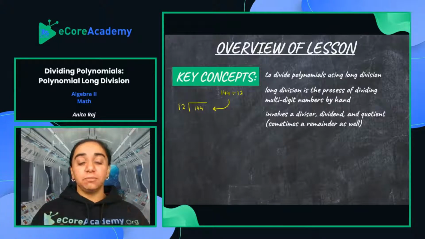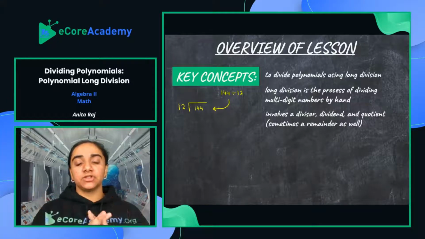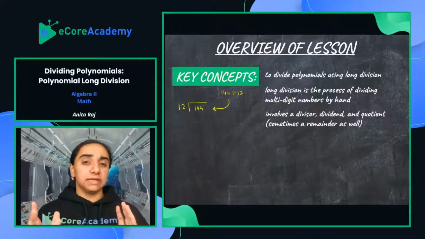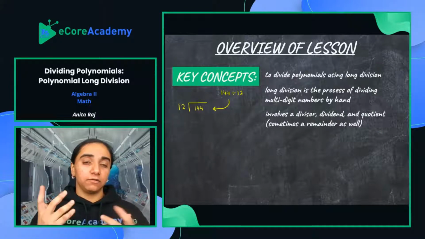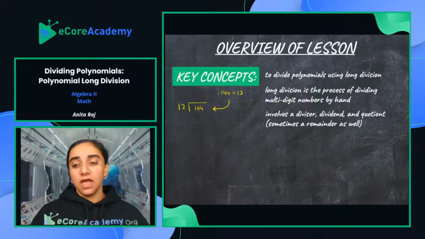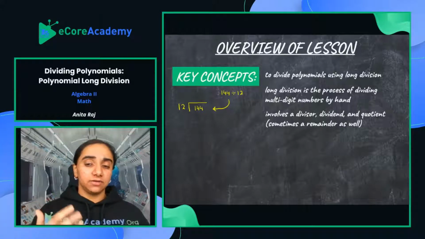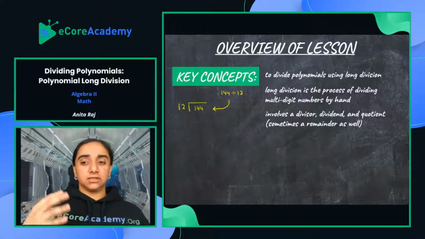Dividend is what is being divided or split apart by the divisor. So in the scenario I just said, if you have a group of 5 friends and you're trying to divide them into groups of 1, the dividend is what's being divided. So the 5 representing the 5 friends is the dividend, and then the quotient is what results. So if you divide the dividend by the divisor, whatever is left is the quotient.